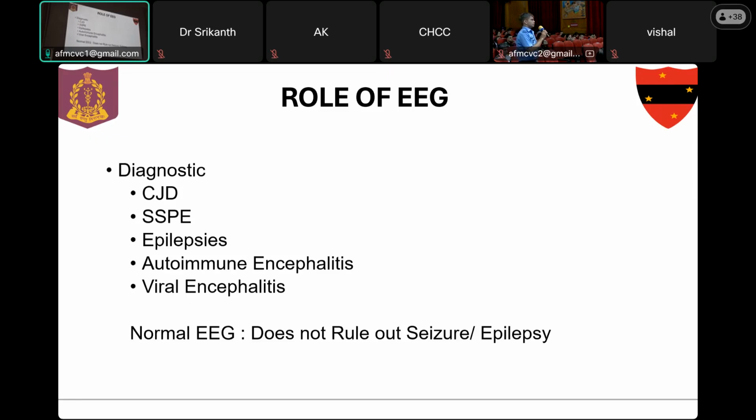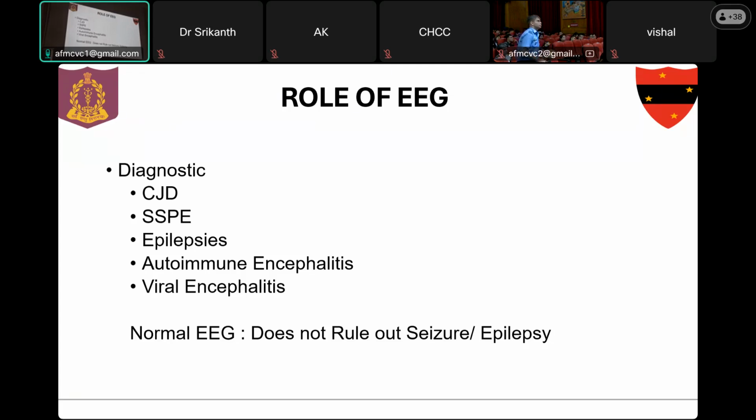Such as lateralized epileptiform discharges, which are most commonly seen in HSV encephalitis, or periodic discharges seen in CJD or SSPE. Or you can diagnose certain epilepsies such as 4 to 6 Hz generalized spike and wave disease patterns. You can also always remember that a normal EEG doesn't rule out a seizure or epilepsy. There are many areas of the brain which are not represented on a surface EEG. You need to do special EEGs for that.